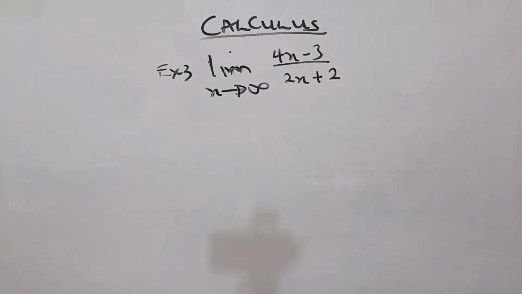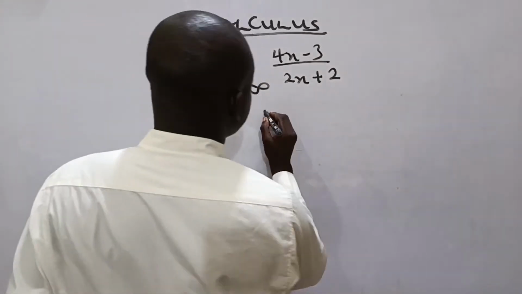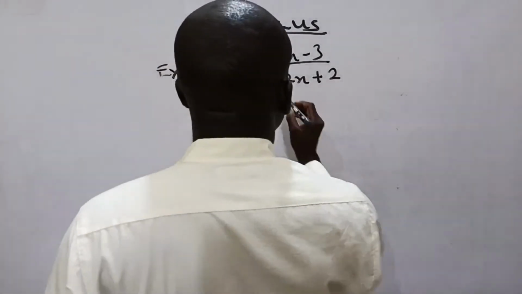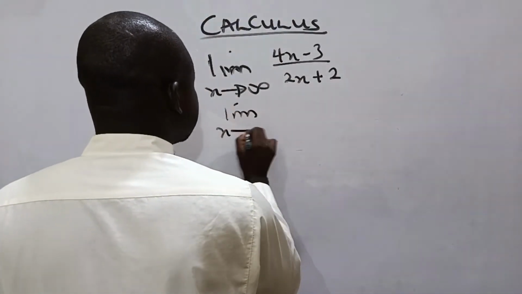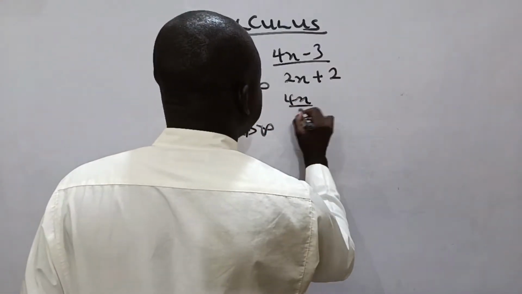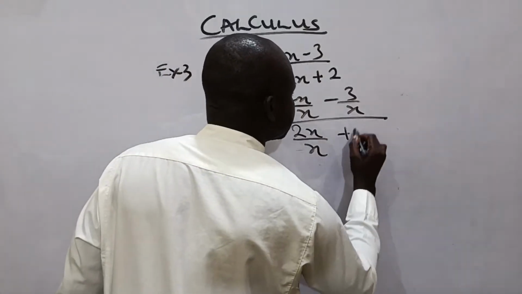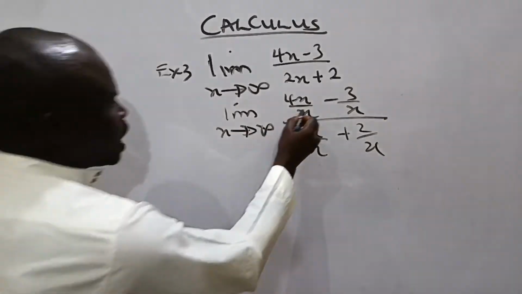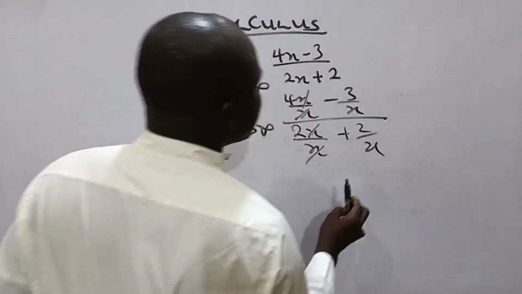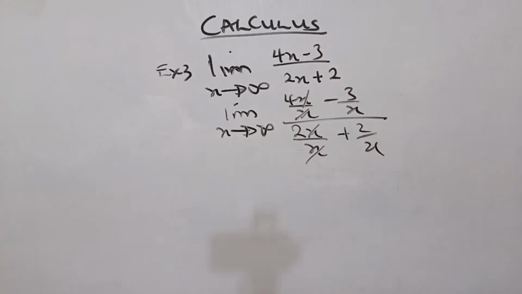So if x tends to infinity, what we are required to do is divide through by the highest degree of x that is given. In this case, the highest degree of x in this question is just x raised to power 1. So I will divide through by x. That is, I'm going to have the limit as x tends to infinity of 4x divided by x minus 3 divided by x, all over 2x divided by x plus 2 divided by x. Of course, x will cancel x here, and x will cancel x here. So wherever we have x at the denominator, that one will vanish.